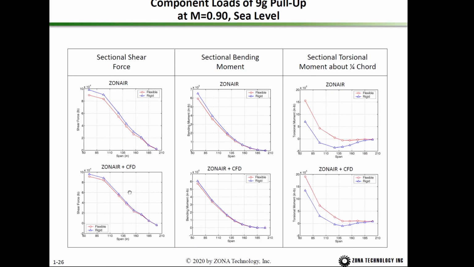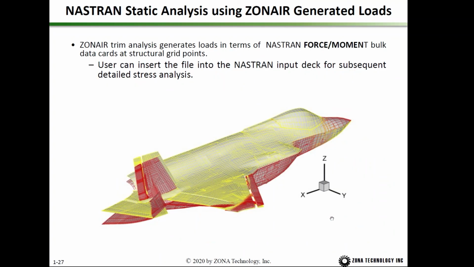and so the blue triangle at this time is actually the CFD computed CP mapped on ZONAIR, and ZONAIR calculates the sectional loads, and the red one is ZONAIR further flexibilizing the rigid CP to calculate the component loads. So this is the difference. And at the end, the trim module of ZONAIR can generate a force moment card, the NASTRAN force moment card, and the user can insert this file into the NASTRAN input deck for a detailed stress analysis.